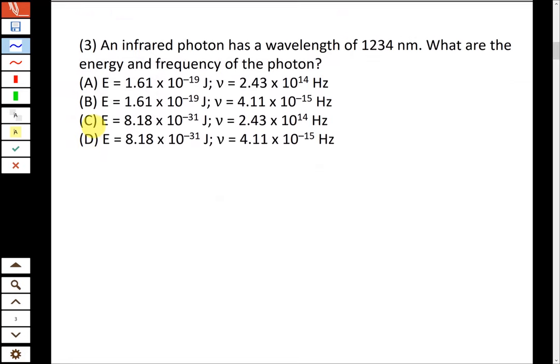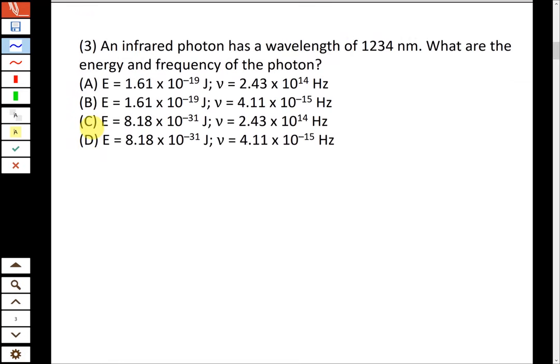This one deals with the properties of photons. We have an infrared photon with a wavelength of 1234 nanometers. We want to know the energy and frequency. This is a 2-part question, really just to give you the different variations that you can have on this type of problem. We have to know essentially 2 equations that deal with the properties of photons, and then a third one that combines the two.